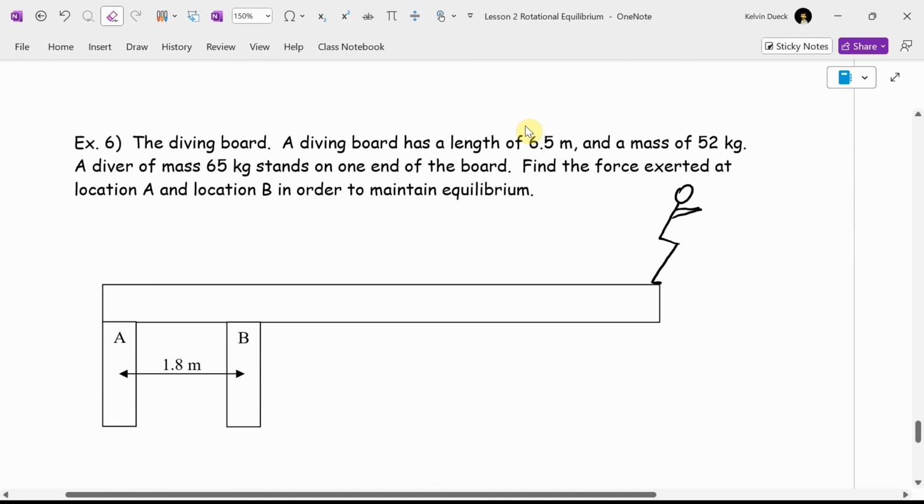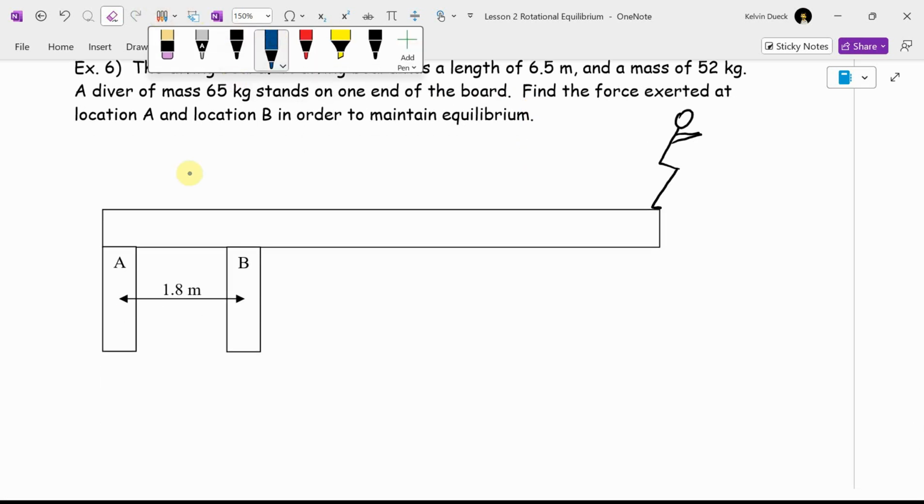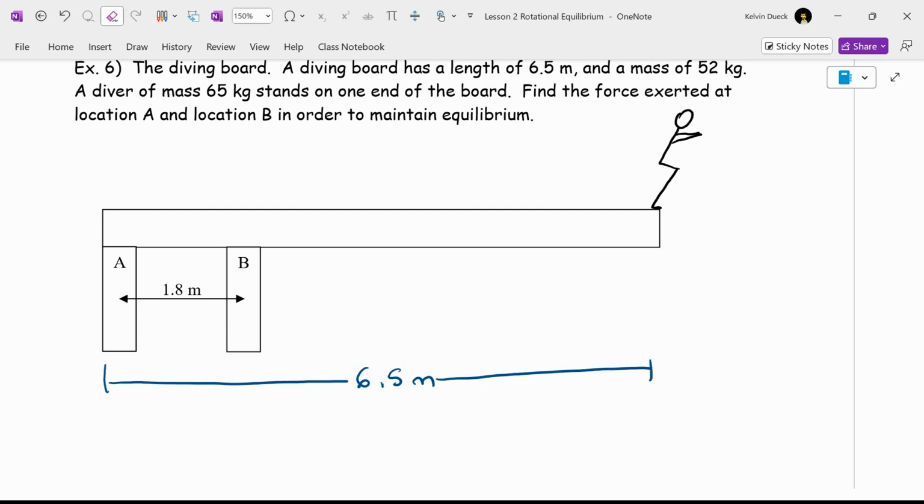We're going to finish with the diving board. The diving board, I like this question. No, you're not going to see it on a test, but normally you would. Also, because diving boards are kind of fun. It says a diving board has a length of 6.5 meters. You know what? I'm going to draw that in. And a mass of 52 kilograms. So I'm going to eyeball it, but I think the center of the diving board is right there. That's going to be mass of the board times G, right at the center of mass.